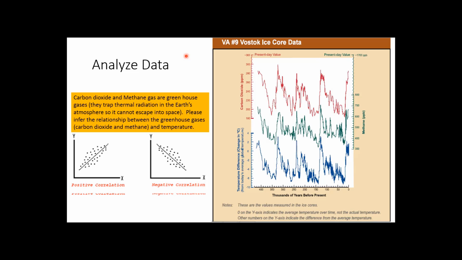Please infer the relationship between the greenhouse gases and temperature. So again, we are just inferring this. It sure does look like that as these go down and up and down and up, there is a definite relationship between the two greenhouse gases and temperature over time.